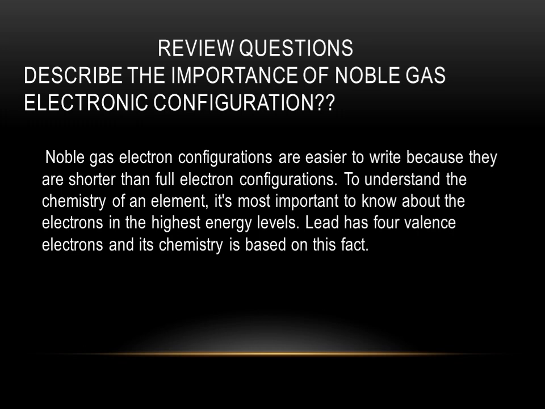The first question is, describe the importance of noble gas electronic configuration. Actually, noble gas electronic configuration is easier to write because it is shorter than the full electronic configuration. To understand the chemistry of any element, it's most important to know about the electrons in the highest energy level. It means the valence shell. For example, lead has 4 valence electrons, and to know about its chemistry, we discuss only its outermost shell configuration.